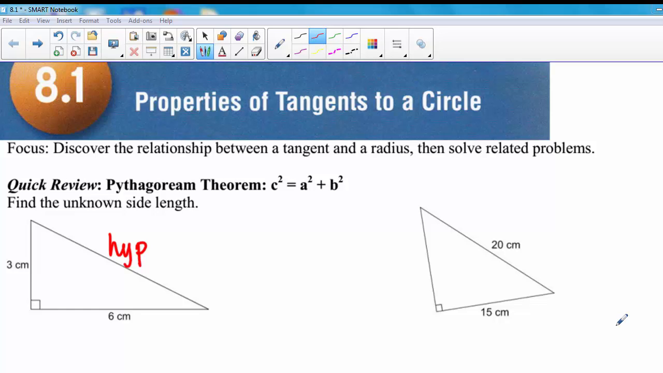8.1 Properties of tangents to a circle. Before we introduce the tangents, as well as their properties, let's review some basic geometry concepts.